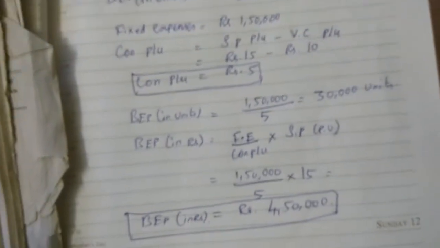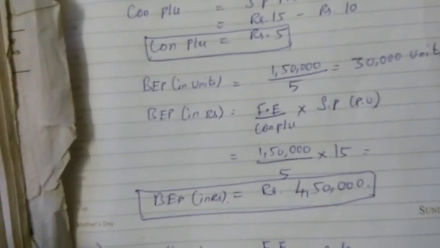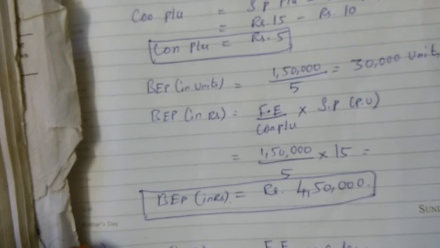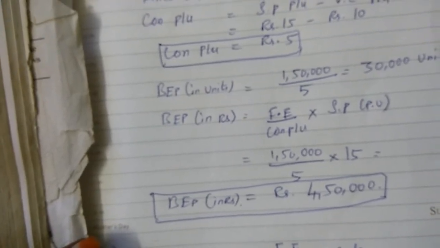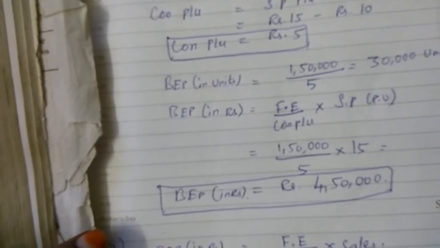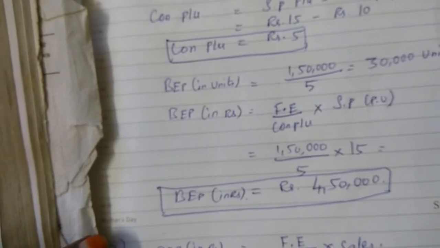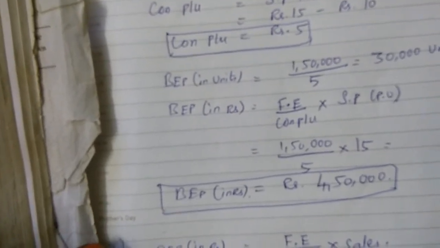So this is a way to find the break-even point in rupees as well as in units. This sum is a repeated one in your university examination. So please take note of this, and it's a very simple one.